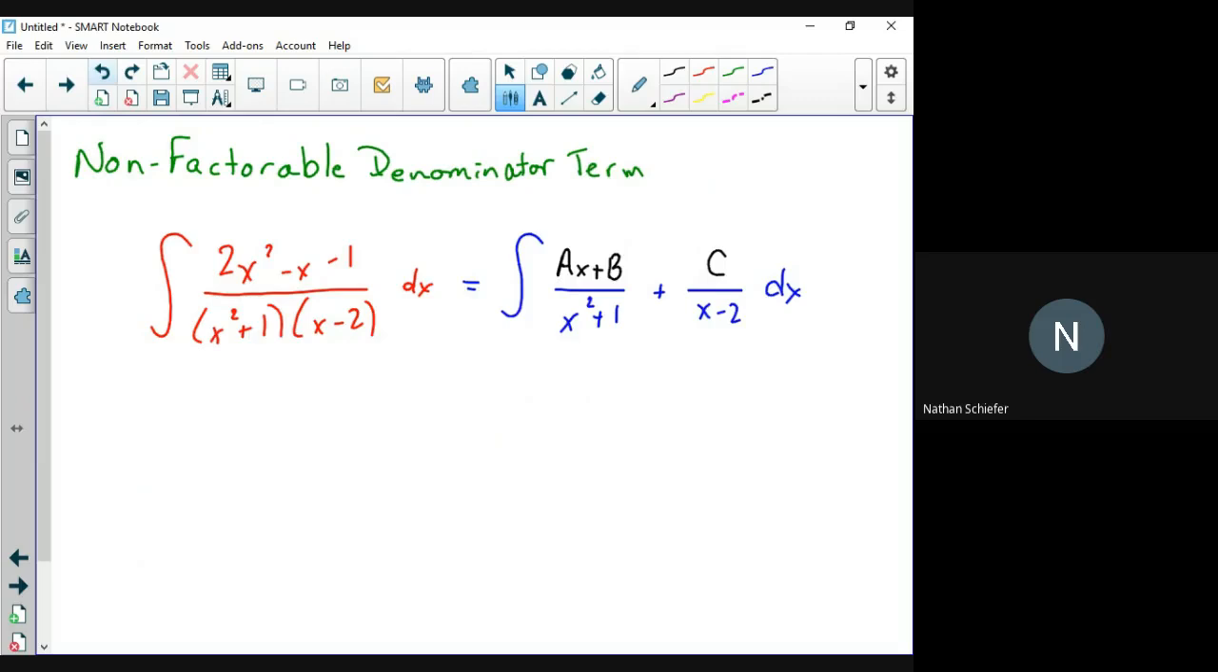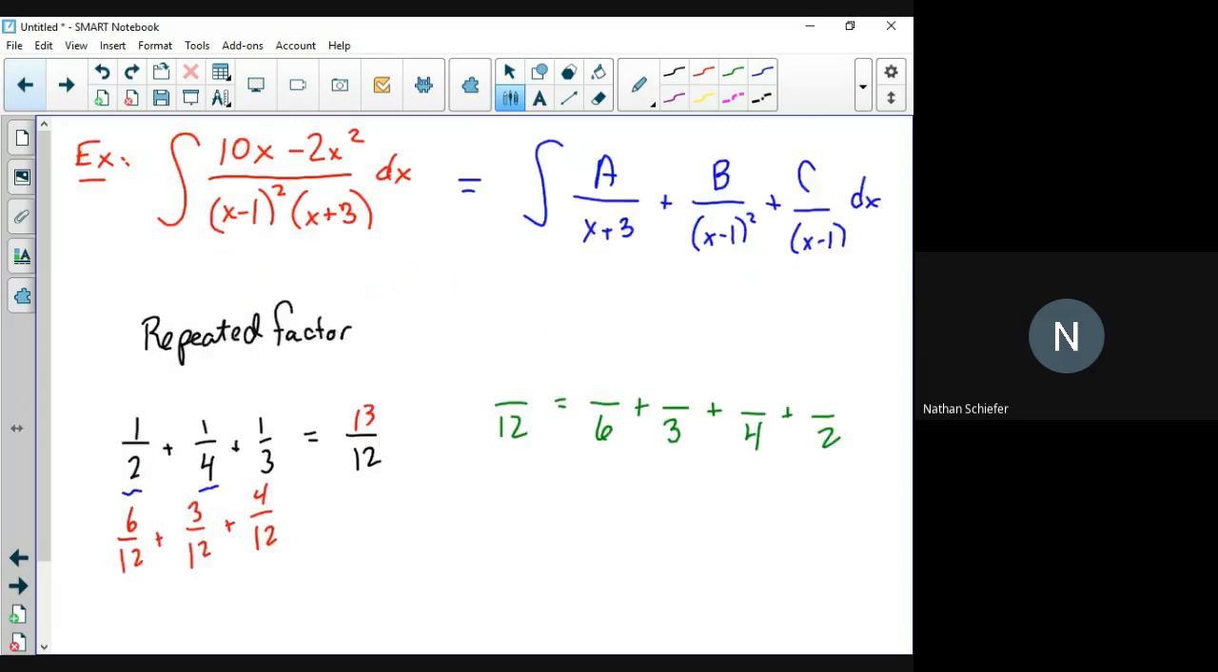Can you remember if that's in the homework? I know the first one where I have a repeated root is in the homework. So make sure you're aware of that.